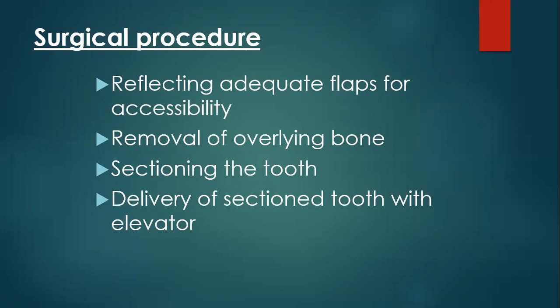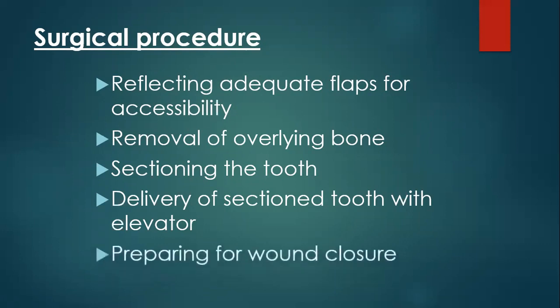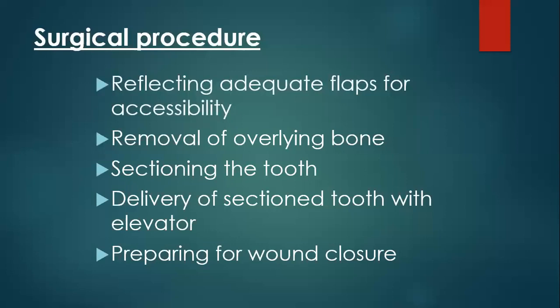Remove the bone with the help of a burr. Then you need to section the tooth, and deliver the sectioned tooth with the help of an elevator, preparing the wound for closure. Then you need to close the wound with the help of sutures.